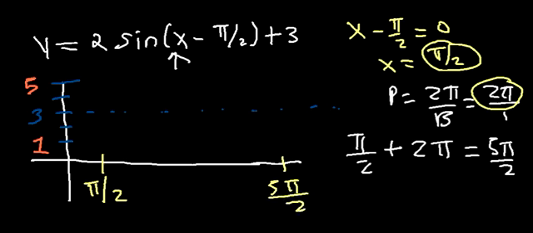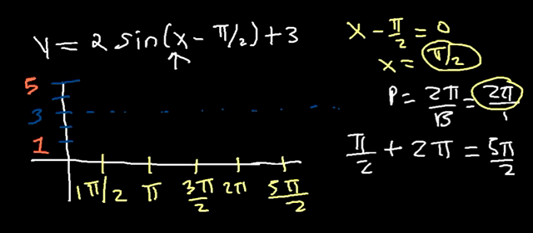Now what you need is 5 points. You want to break it into 4 intervals. The midpoint between 1 pi over 2 and 5 pi over 2, between 1 and 5, is 3. And between 1 and 3 is 2. 2 pi over 2 is the same as pi. Between 3 and 5 is 4. 4 pi over 2 is the same as 2 pi, if you reduce it. So now we have our 5 points.